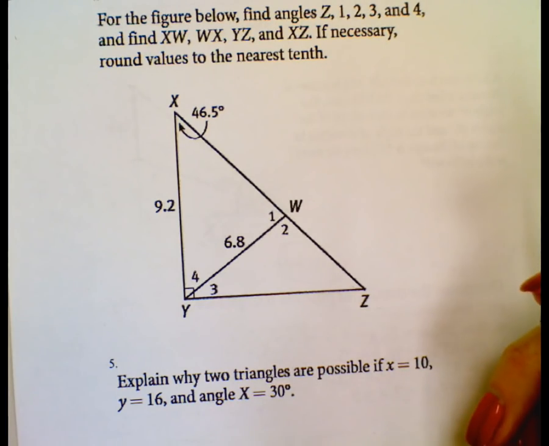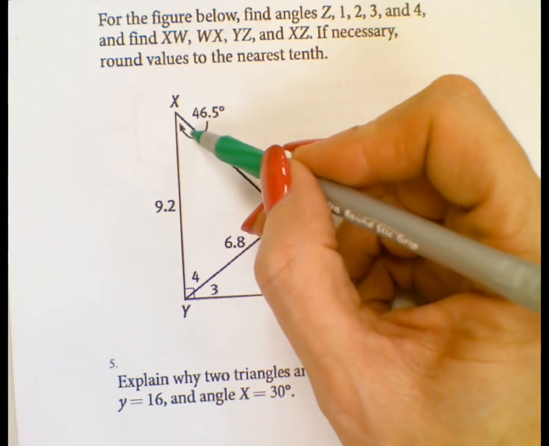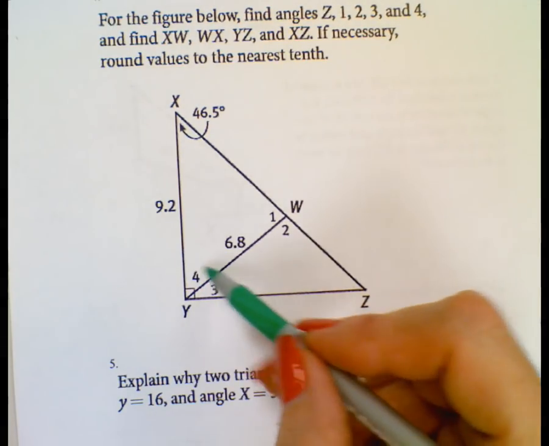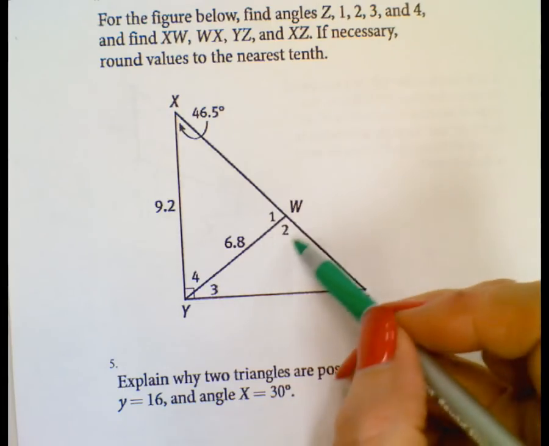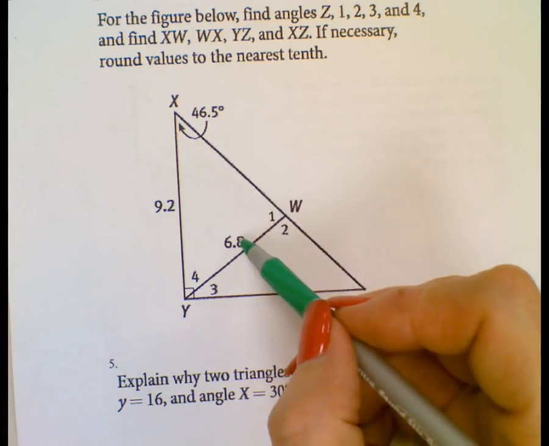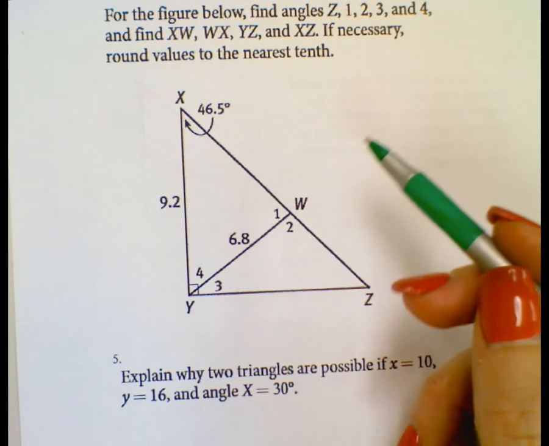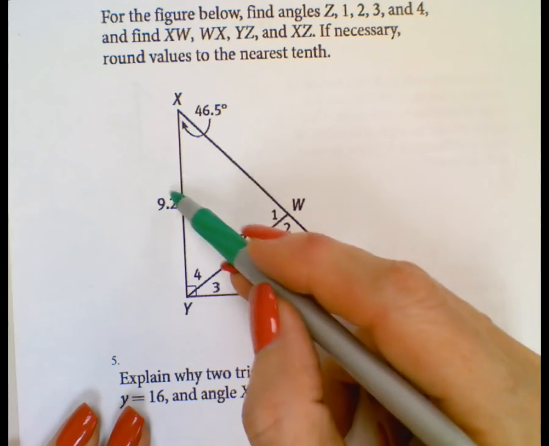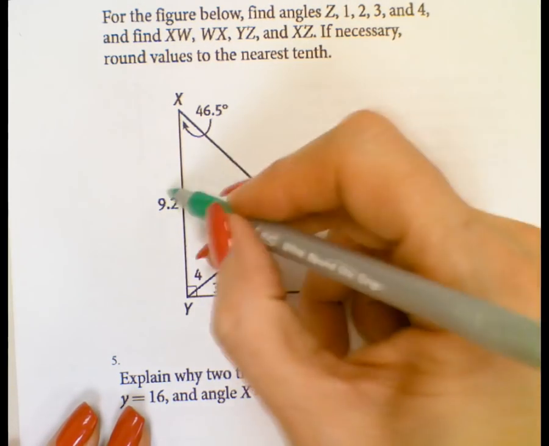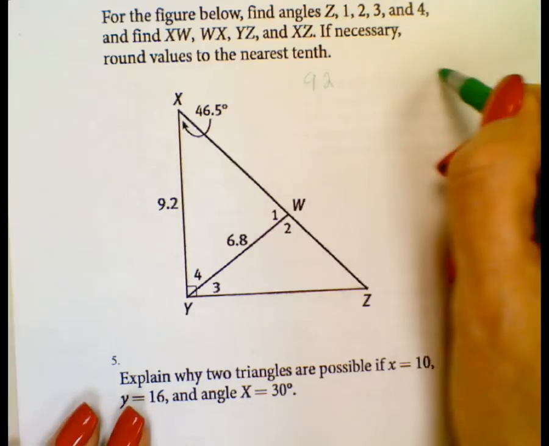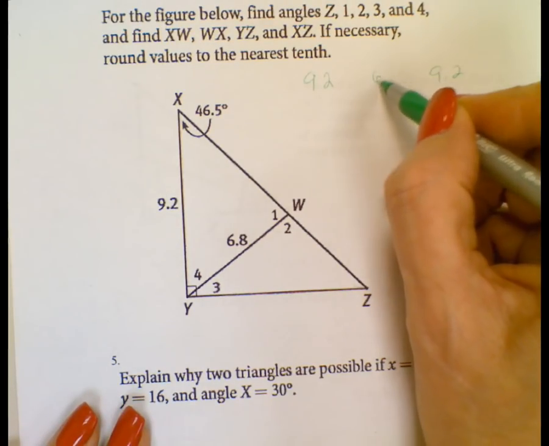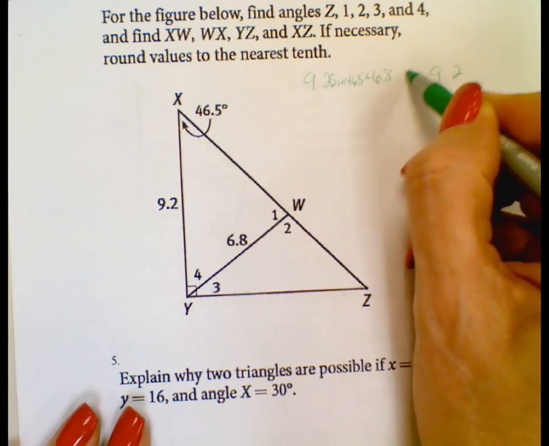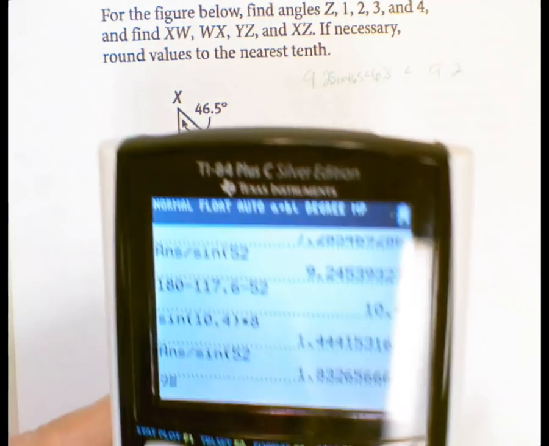Okay, lots of stuff here. So the only angle we know right now is 46.5. We know that the sum of these two is 90. We know that the sum of these two is 180. So we're going to use these sides to help us find this angle. So this is a side-side-angle case. We should take the 9.2, which is not across from 46.5, put it here and here, put the 6.8 here, and put sine of 46.5 here, just to make sure that there's not two possible answers for this. I'm praying there's not.